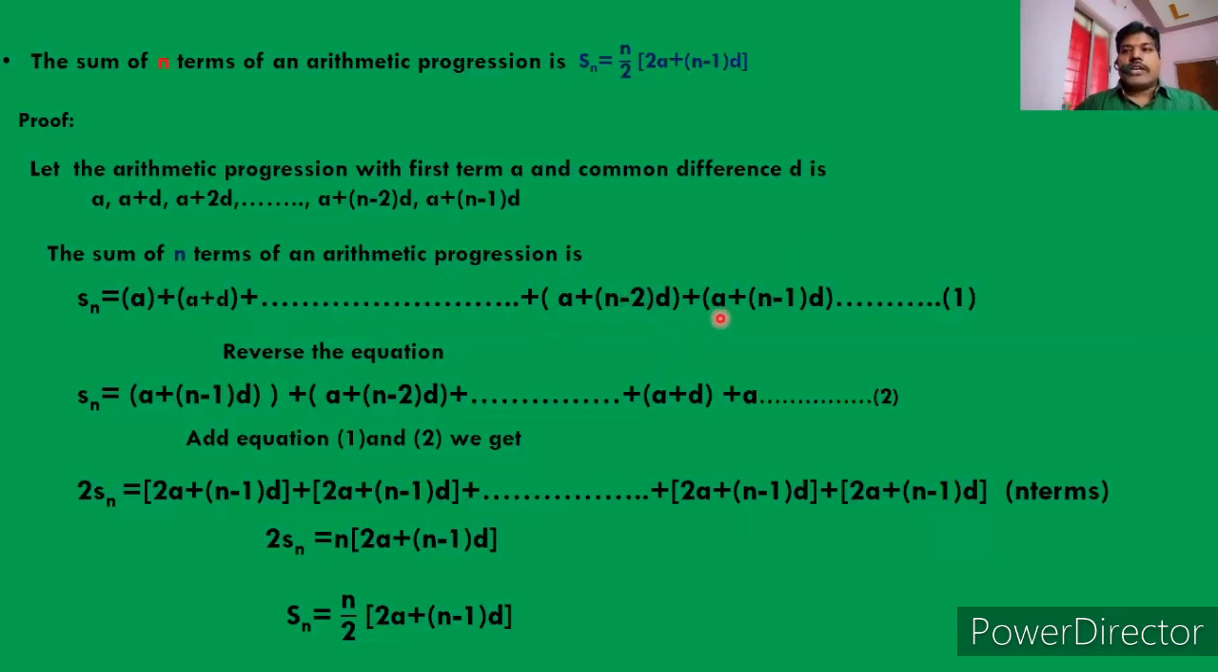Nothing will change. So a plus (n minus 1) into d, a plus (n minus 2) into d, and so on, a plus d and a. So add the first two terms, a plus a, 2a plus (n minus 1) into d. The remaining terms are also the same. So the same terms are there, and how many terms are those? N terms. So it will become n into (2a plus (n minus 1) into d). After getting this, just divide, or you can take the 2 to the denominator of the RHS, then Sn will become n by 2 into (2a plus (n minus 1) into d).